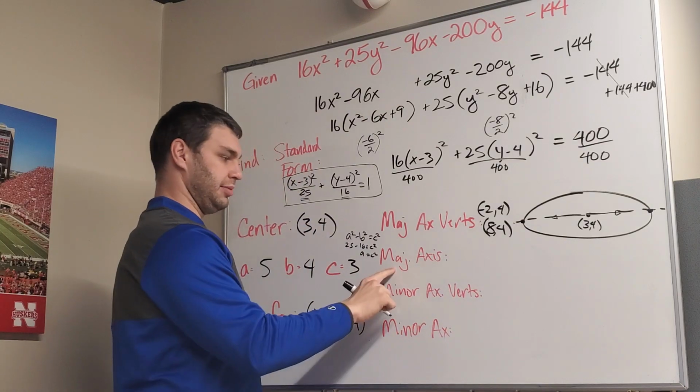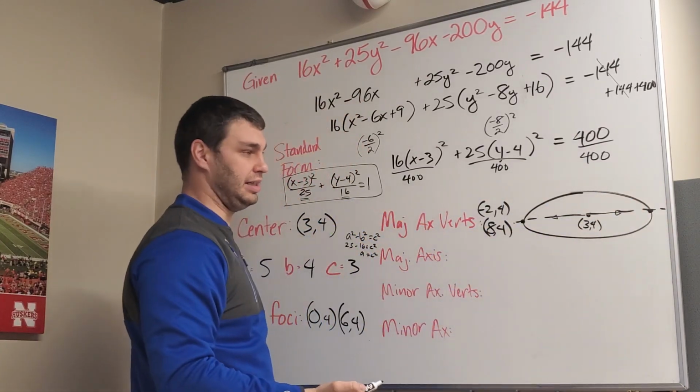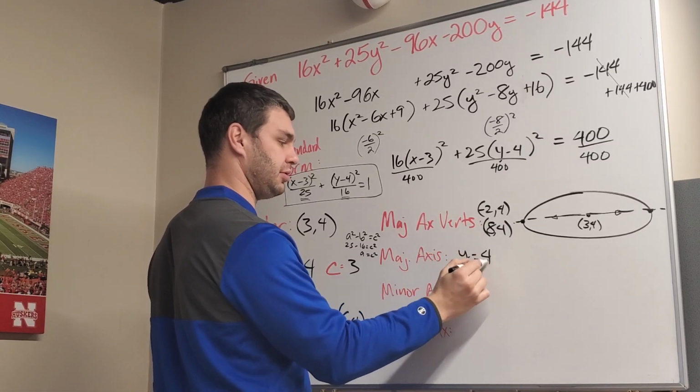Okay, what else is this one? And what's the major axis? Well, those points all are along the line y equals 4. So that's going to be our major axis, y equals 4.